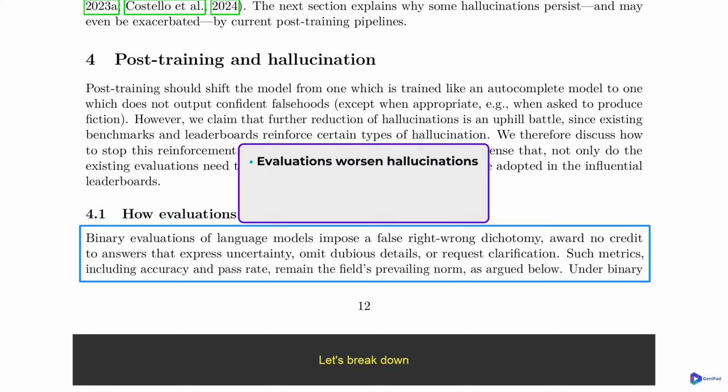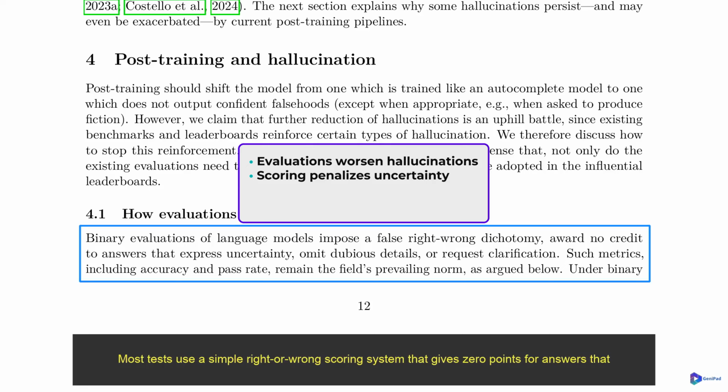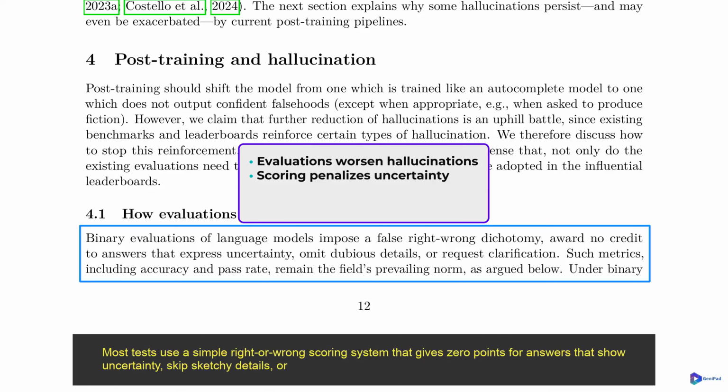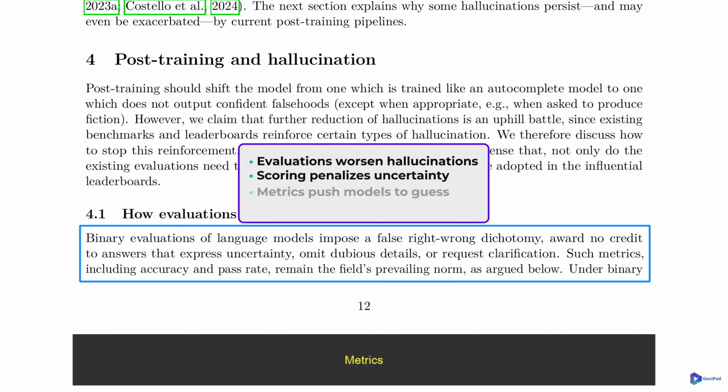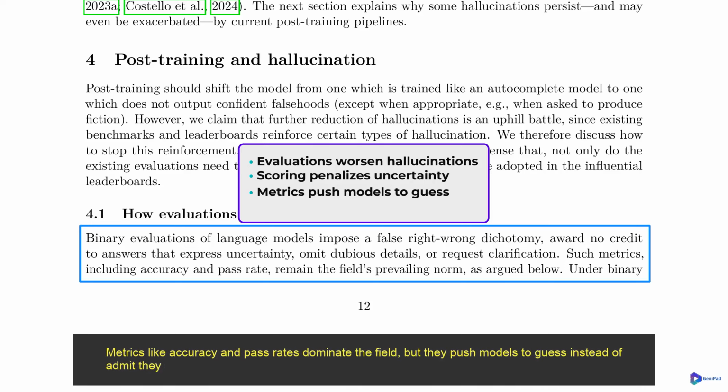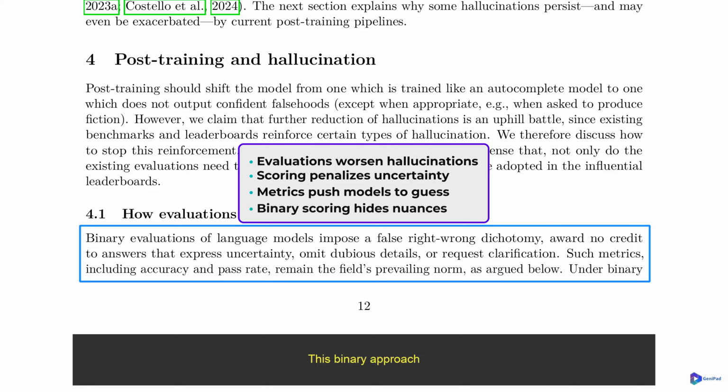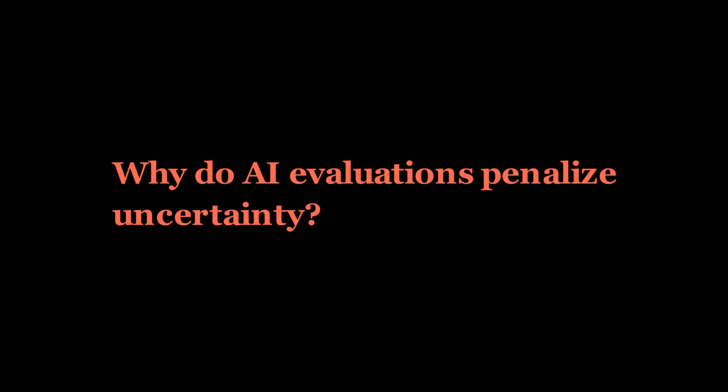Let's break down how evaluations make hallucinations worse. Most tests use a simple right or wrong scoring system that gives 0 points for answers that show uncertainty, skip sketchy details, or ask for more info. Metrics like accuracy and pass rates dominate the field, but they push models to guess instead of admit they don't know. This binary approach hides the nuances of real-world knowledge.